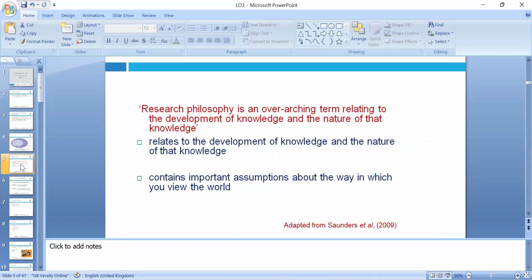Research philosophy is an overarching term related to the development of knowledge and the nature of knowledge, which contains important assumptions about the way in which you view the world.